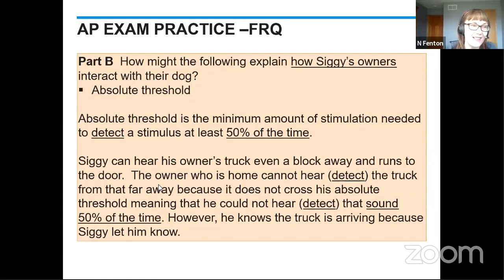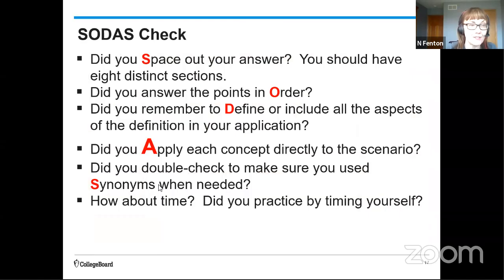So that was an 8-term FRQ, and hopefully you were able to practice doing all of those in a row. And hopefully you spaced out your answer. You want to answer those points in order. If you skip around, it's really easy to take a term like hippocampus and accidentally apply it to the trainer when it's supposed to go with the owners. So you really want to keep that order.